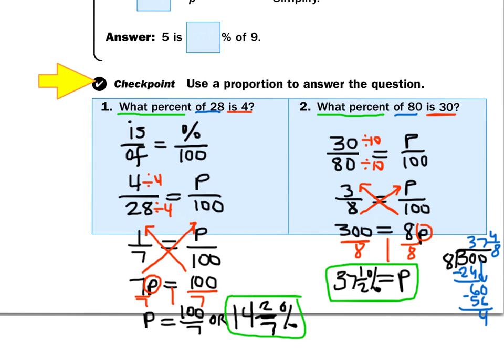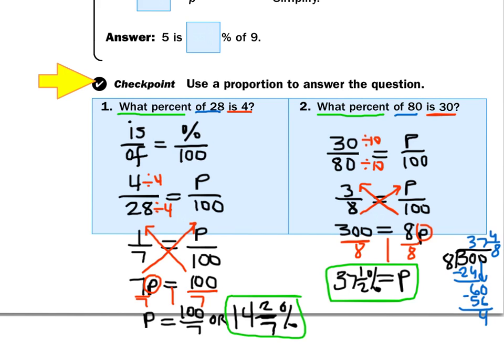Okay, take a look at number 2. What percent of 80 is 30? So with your green, underline what percent, we don't know it. With your blue, put of 80, and with your red, is 30. So let's replace it. Is over of equals percent over 100. 30 over 80 equals percent over 100. Now let's reduce the 30 over 80, so it becomes 3 over 8 equals percent over 100.